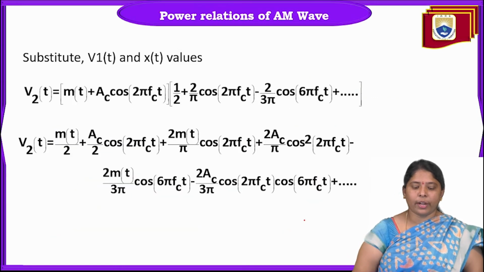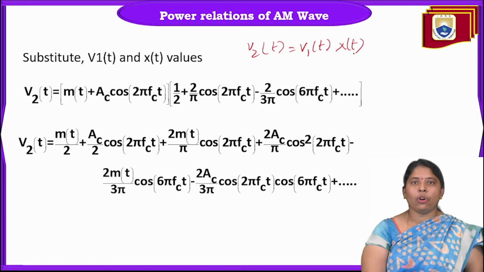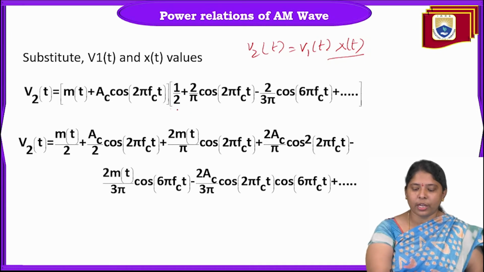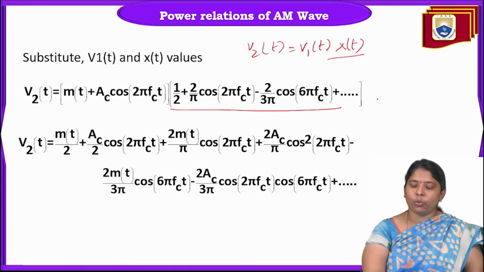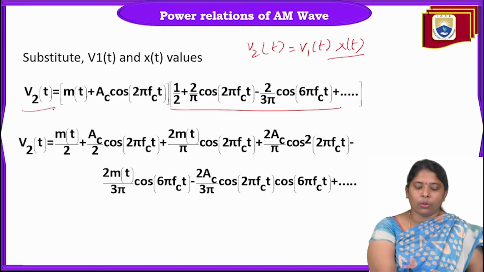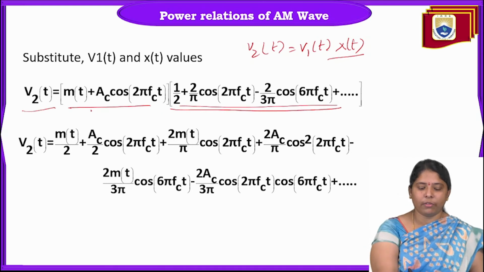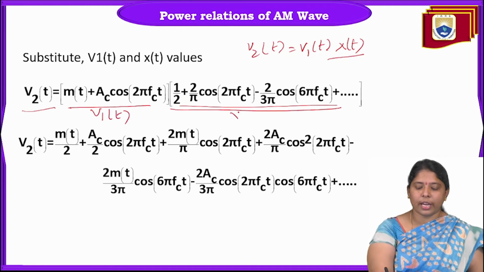Now what is V2 of t? V2 of t is V1 of t and the switch action, approximated as the periodic pulse train x of t, and this periodic pulse train approximation is done in Fourier series, and we have the Fourier series expression for this. We are considering the first 3 terms. If we consider more terms also, they are going to be rejected by the band pass filter. Now V2 of t equals V1 of t multiplied with x of t. This is the V1 of t and this is the x of t.